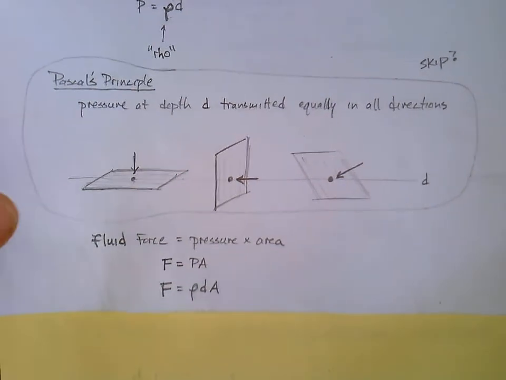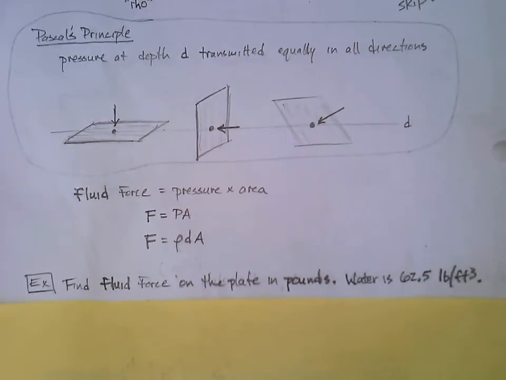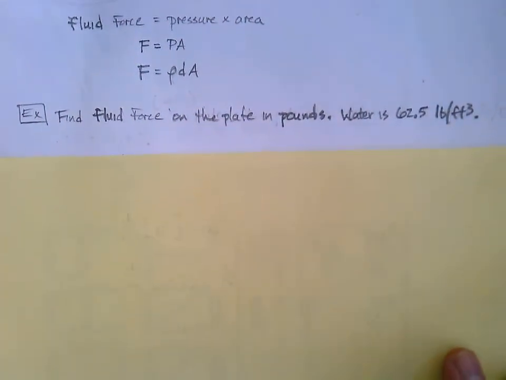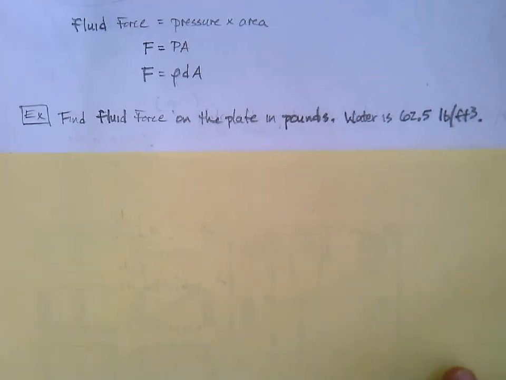Now, as we're still getting used to this concept, I've got an example here that does not involve calculus. So we'll get there very quickly, but let's just pause here. Let's do a non-calculus example of fluid force just to help us wrap our head around this formula and why it would be the way it is. So example, find the fluid force on the plate in pounds. So our units here will be pounds, and we're told that water is 62.5 pounds per cubic foot.